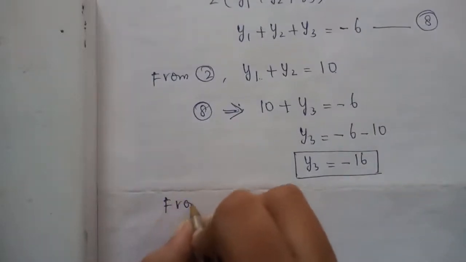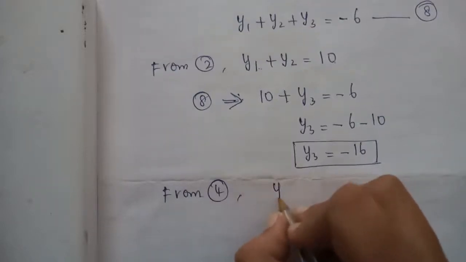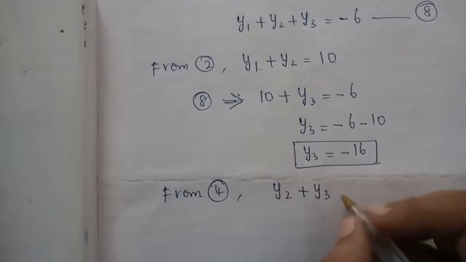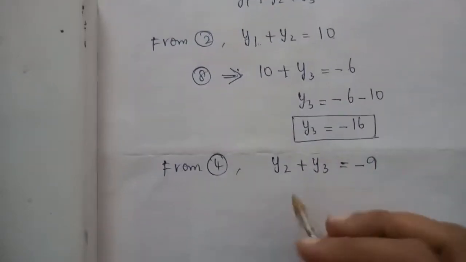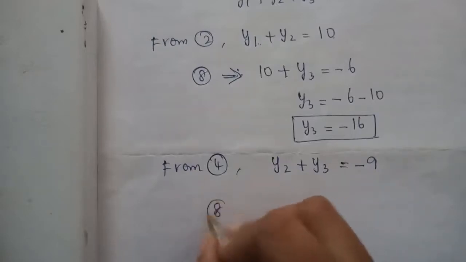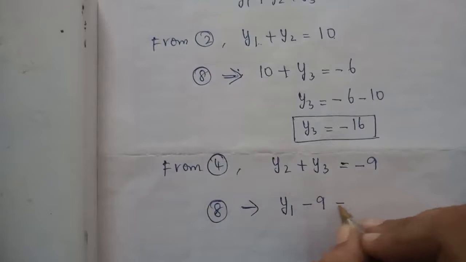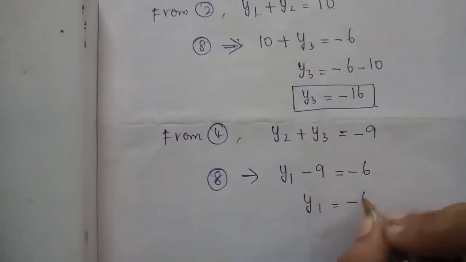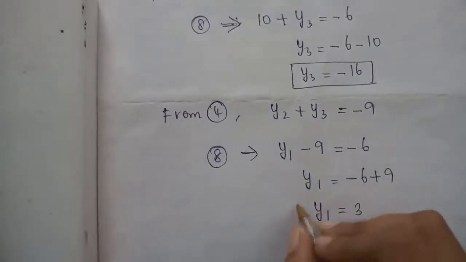From equation 4. Equation 4 you have y2 plus y3 is equal to minus 9. This is your equation number 4. So from equation 8, y1 minus 9 is equal to minus 6. So y1 is equal to minus 6 plus 9. The value of y1 is equal to 3.